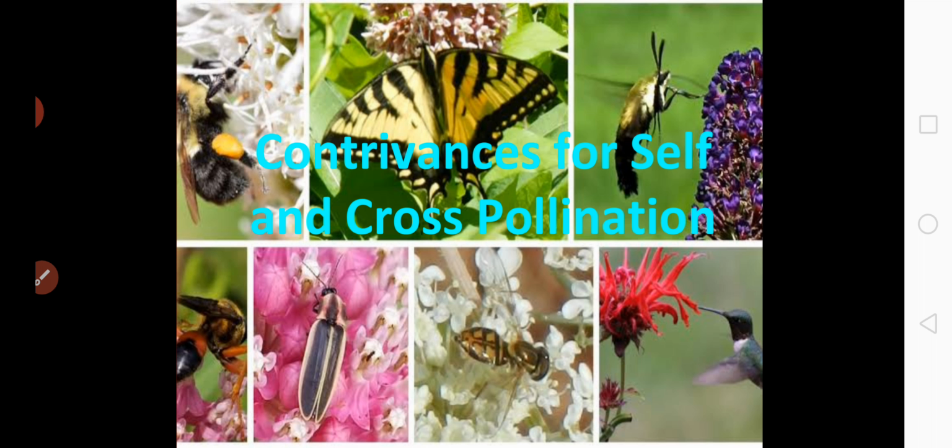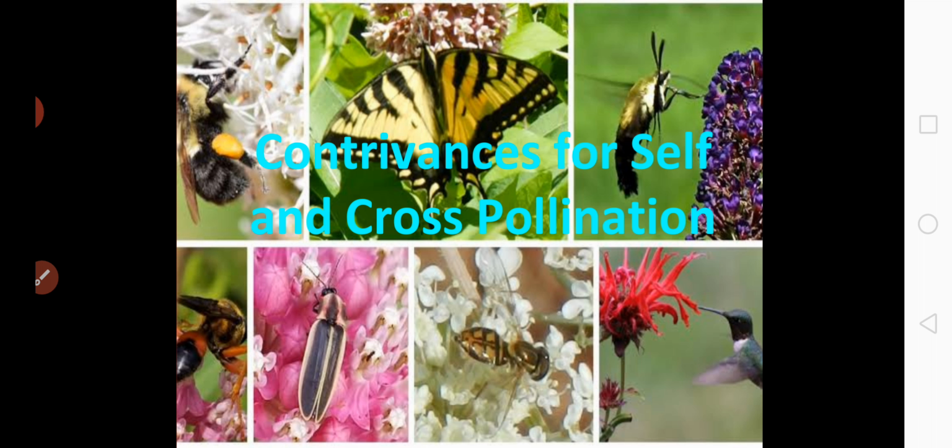So today we are going to study a new topic, that is contrivances for self and cross pollination. Let me recall the points of self and cross pollination. What do you mean by self and cross pollination? Self pollination is also called autogamy, a process that involves the transfer of pollen grains from the anther to the stigma of the same flower.